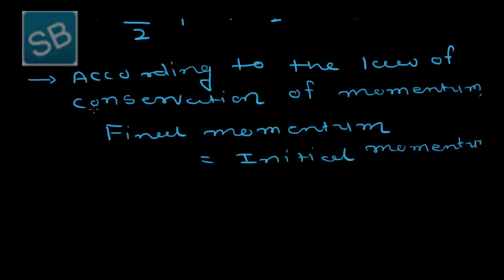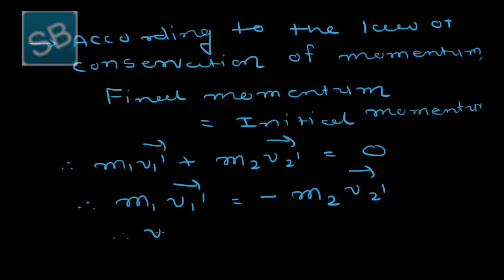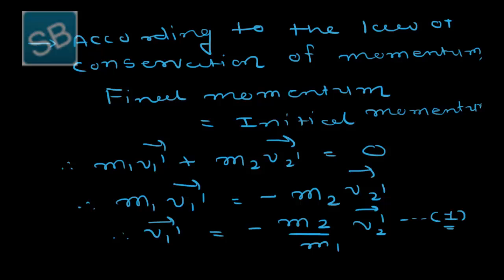Therefore, m1 v1 dash plus m2 v2 dash, and initially the velocities were 0, so obviously their momentum will be also 0. And now I am arranging the terms in this way. Therefore, now I have v1 dash is equal to minus m2 over m1 v2 dash, that is my equation number 1.